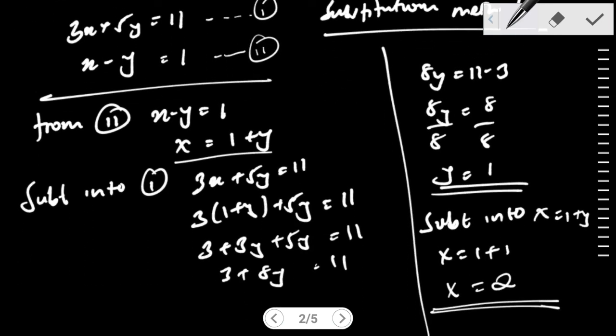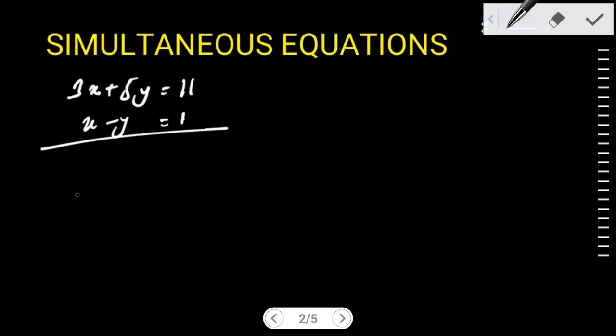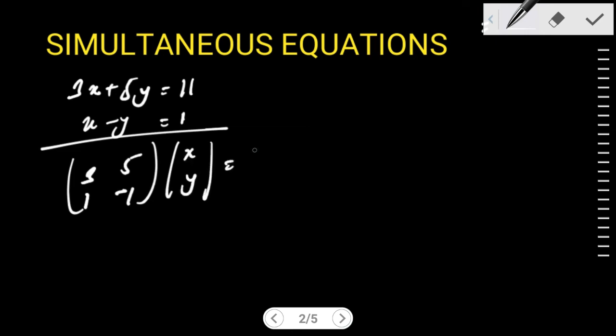So let's try to work out using matrix. By matrix method, in matrix form, this would be 3, 1, 5, negative 1, multiplied by the unknowns, would be equal to the answers, which are 11 and 1.